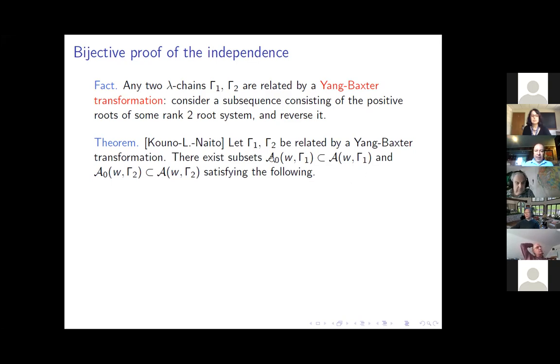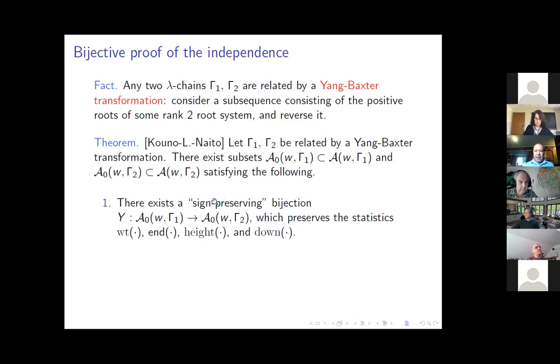So first, there is a bijection part of it. Basically, you take a subset of the objects of the quantum Markov model for gamma 1 and another subset, denoted with index 0, for gamma 2. These two subsets are related by a sign preserving bijection. Because remember, there is also a sign associated here. In the Chevalley formula, there is also a sign denoted -1 to the n of a, if you remember. And this sign preserving bijection also preserves the statistics, all the 4 statistics.